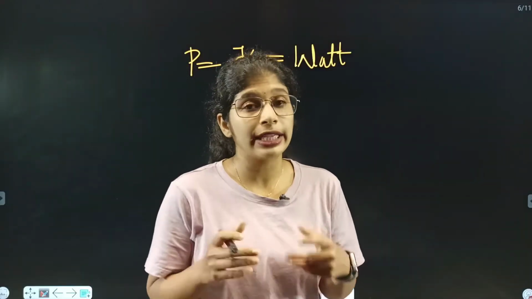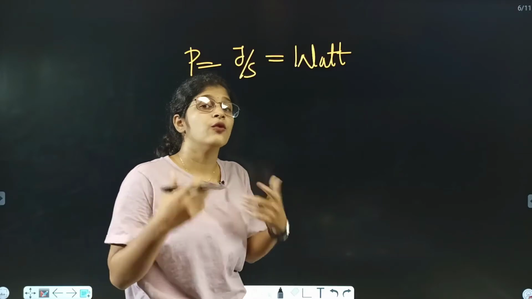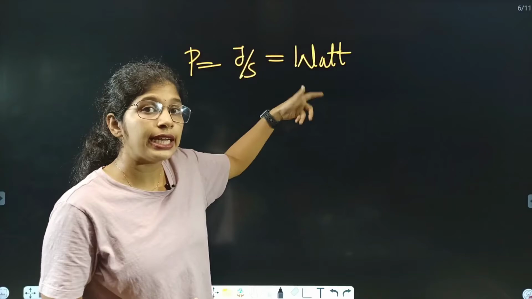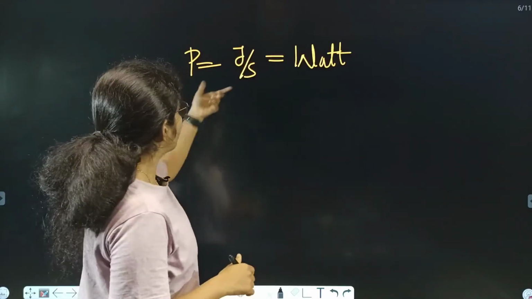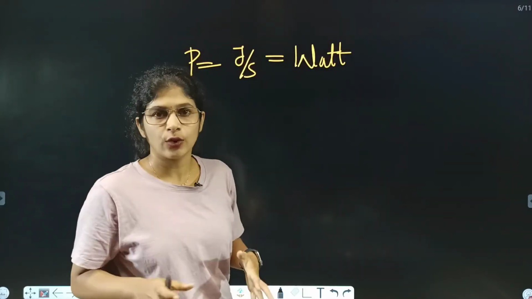Maybe in your exam you'll get a question like define 1 watt. How to define 1 watt? It is nothing but 1 joule of work done in 1 second. That is called 1 watt. So from this itself we can define it. Now, what is the basic unit of power? Watt.